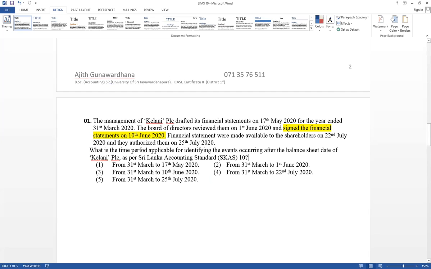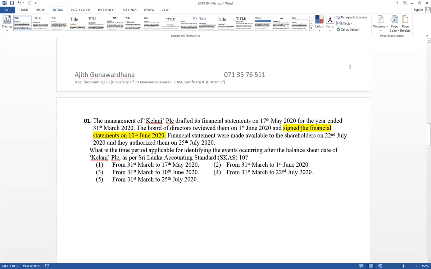What is the time period applicable for identifying the events that occur after the balance sheet date? What is the theory? End of the accounting period. Those are the events, both favorable and unfavorable, that occur between the end of the reporting period and the date when the financial statements are authorized for issue by the directors. The directors' authorization comes when they sign. So you have to look only until the director signs.